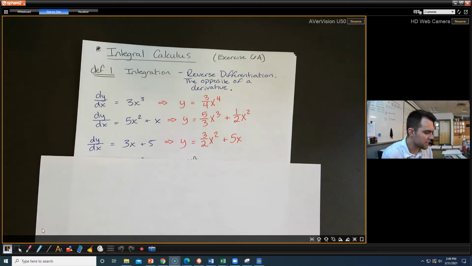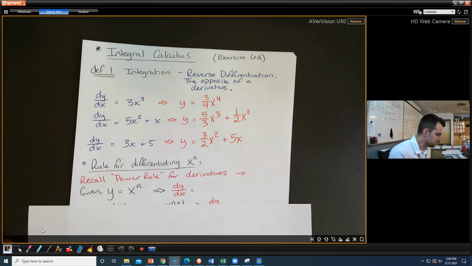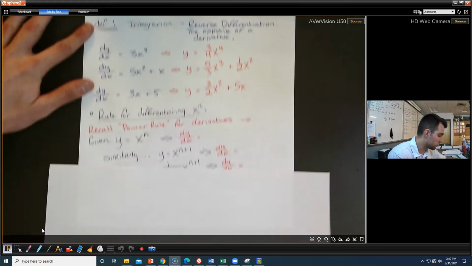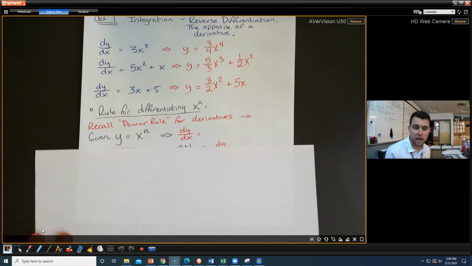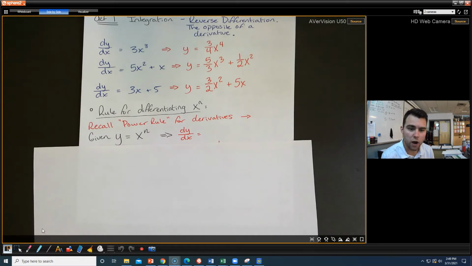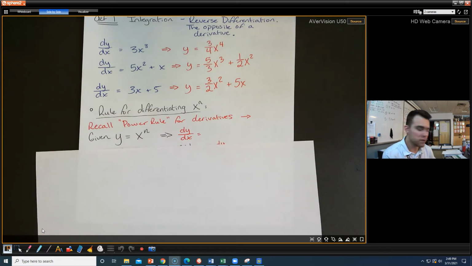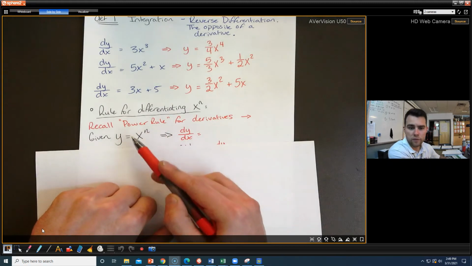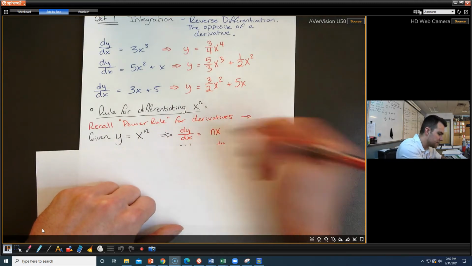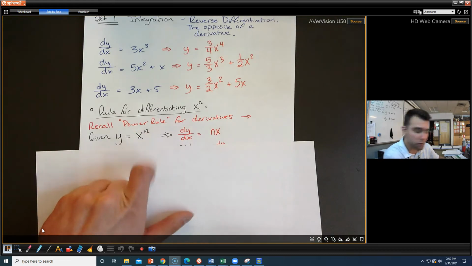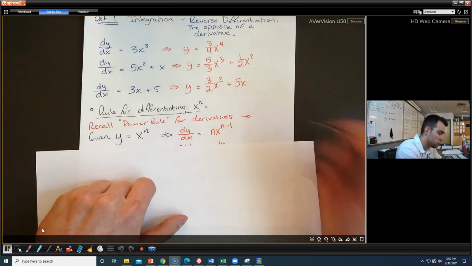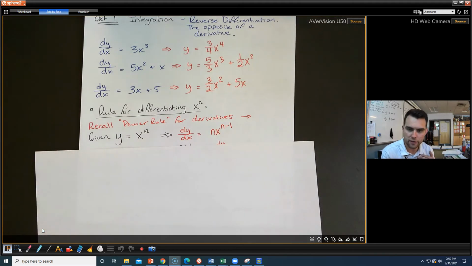All right, so it's kind of weird, right? It's a weird process. And man, working backwards, maybe you found that a little tricky. That's okay. It was really hard for me at first, so let's develop some kind of rule, a new rule for it. But first, well, actually, I think we're jumping right into it. Let's look at that rule for differentiating. Okay, let's recall the power rule for derivatives. If I'm given y equals x to the n, we know that we take this power, we move it out in front, so I get nx, and then I got to take 1 off of my power, so that's nx to the n minus 1 power. And that's how we take the derivative, okay?